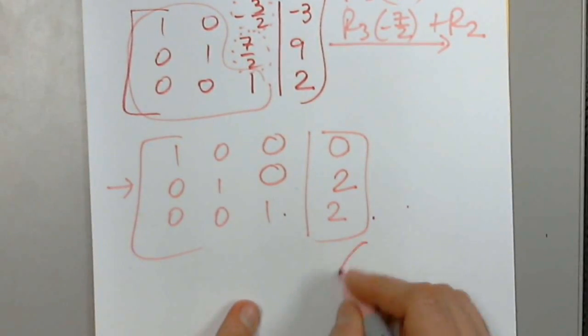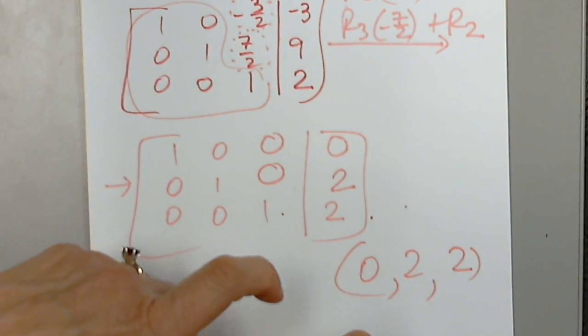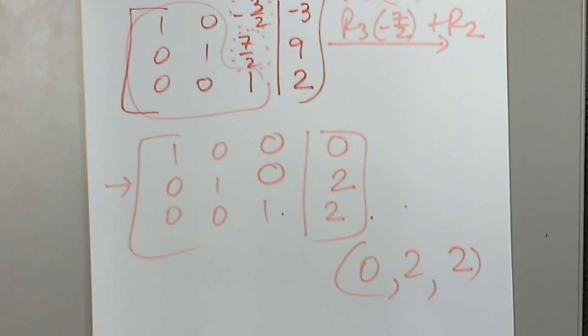I don't know for certain, but it appears that the solution is 0, 2, 2. I have 2 ways of checking. I can go back by hand, or I can show you again how to check using the graphing calculator. Here it is. So let's go to second and matrix. We want to edit the matrix. It's already there, 3 by 4. Yes, that's what I want, 3 by 4.